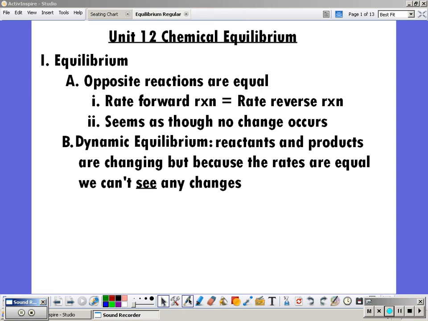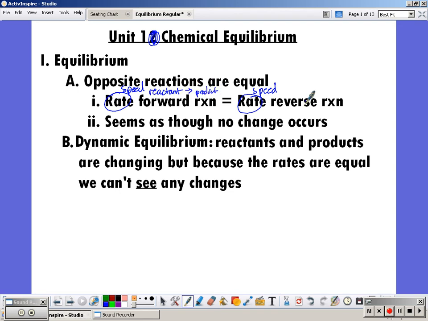This is Unit 10, and it's chemical equilibrium. So equilibrium is when you have opposite reactions happening, and they're happening at an equal rate. So rate means speed. So we're not saying that they happen with equal amounts, but they happen at equal speeds. So the forward reaction is going from your reactant to your product. The reverse reaction then is when your products reform your reactants.